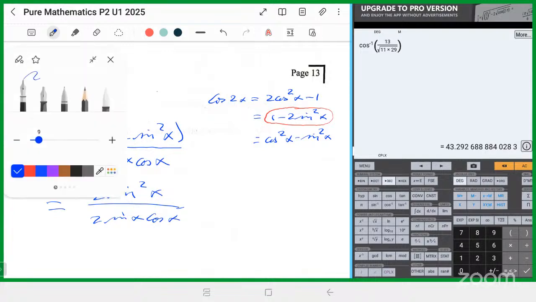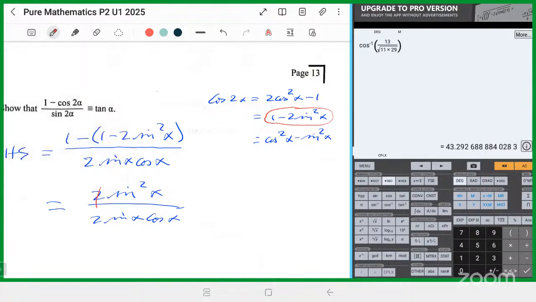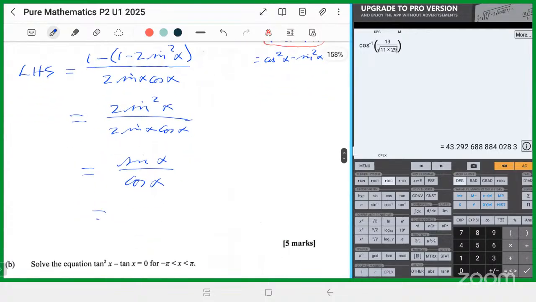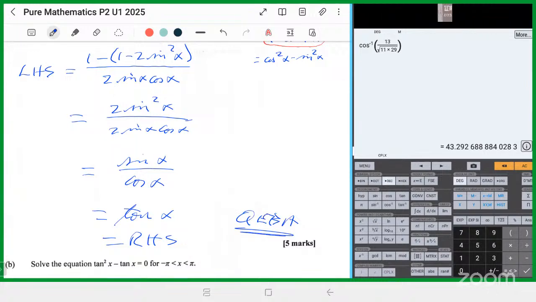Then you see that 2 cancels 2, and sine alpha cancels one of the sine alphas. So this now becomes sine of alpha over cos of alpha, which everybody knows is tan of alpha, which is the right side. Quite easily done. All right, nice and easy.